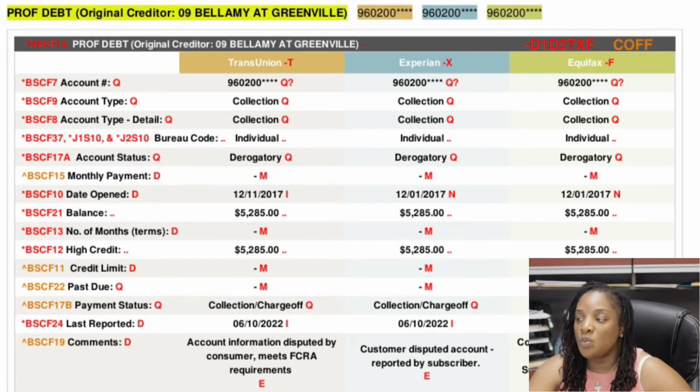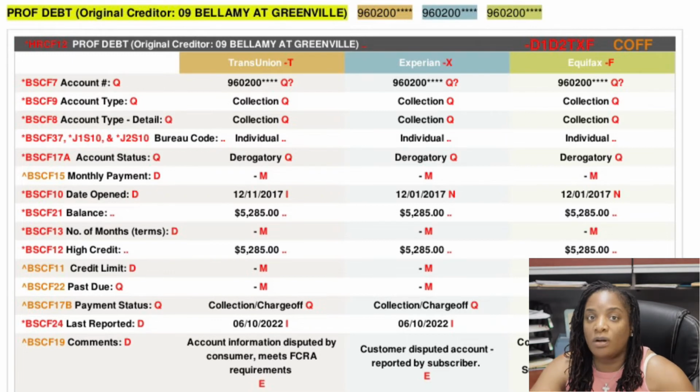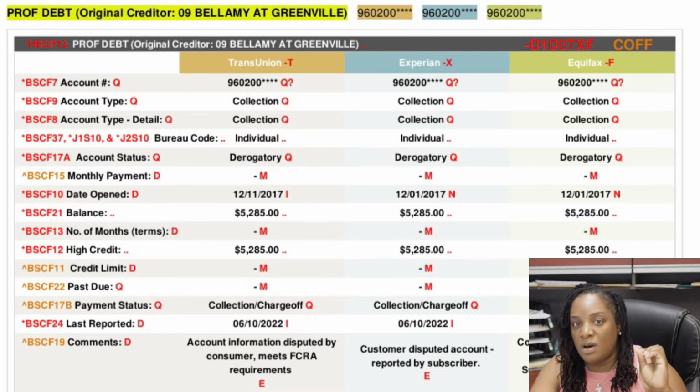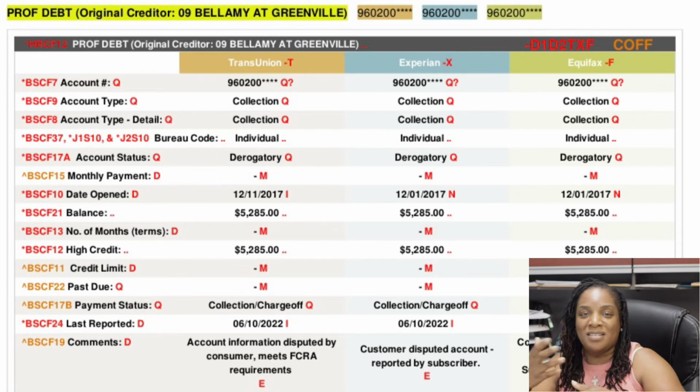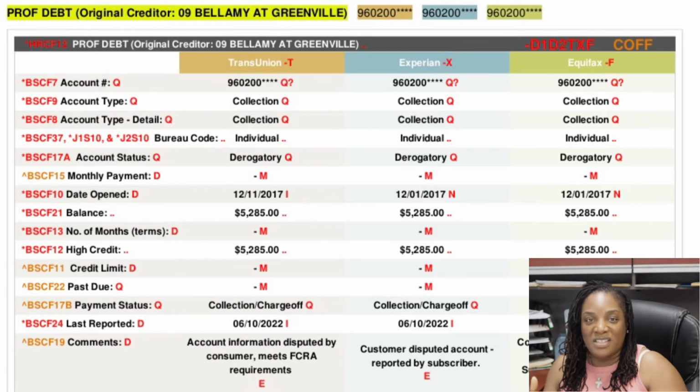So this is a reason why collections can be fairly easier to get removed than an actual charge-off, because when you're dealing with a charge-off, that's coming directly from the creditor, the actual grantor. So of course they're going to have all their ducks in a row because it's their information. But by the time information gets passed along to a collection agency and things of that nature, things can get misconstrued, things can be left out, things can be inputted incorrectly, which works out in our favor.